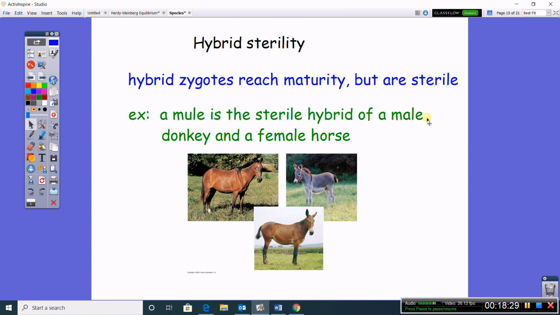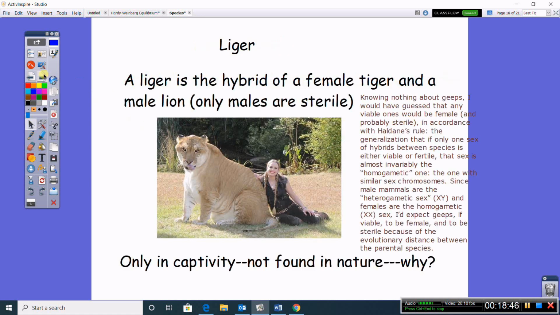A mule is a hybrid between a male donkey and a female horse. So mules are very strong. They can be used for a lot of work around the farm, but they just can't have offspring. Okay? And there's some other cool examples of hybrid sterility out there that I want to make you aware of.